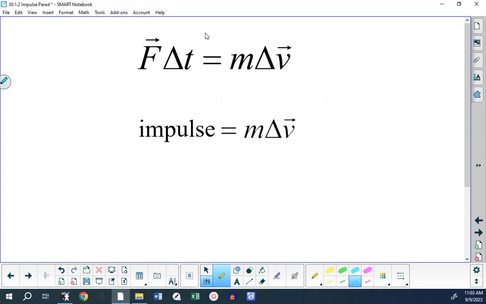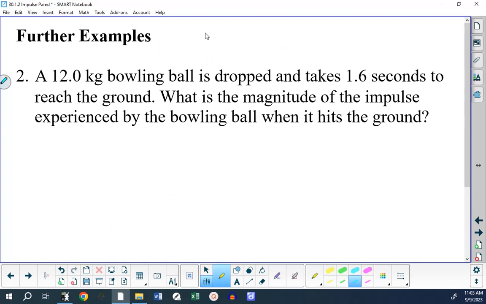In this formula, m delta V is impulse, but it's equal to F delta T, so F delta T is impulse. This is what I'm telling you. Example number 2: a 12 kilogram ball is dropped and takes 1.2 seconds to reach the ground. What is the magnitude of the impulse? Well, we can use F delta T.